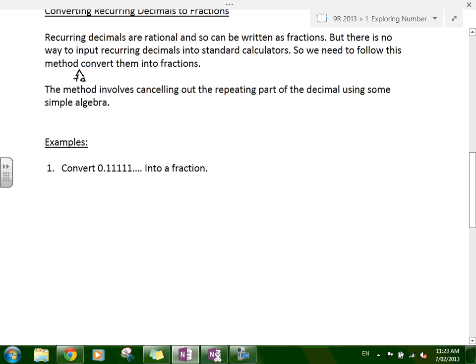Okay. First one is convert 0.1 repeater into a fraction. Just out of interest, does anyone know what 0.1 repeater is as a fraction? It is 1/9. Very good. Yeah, so 1/9 is 0.1 repeater.